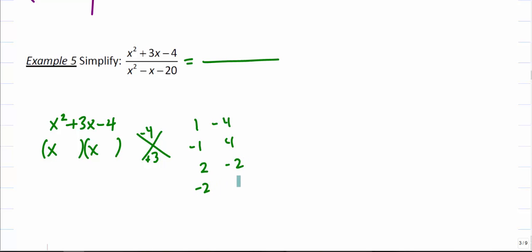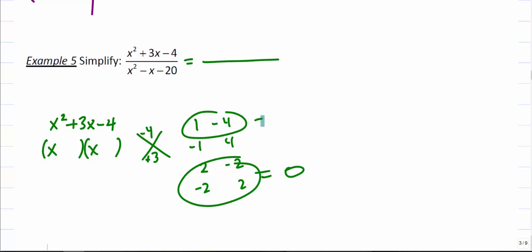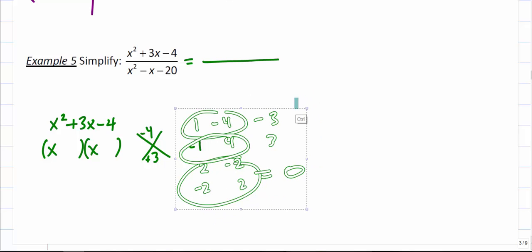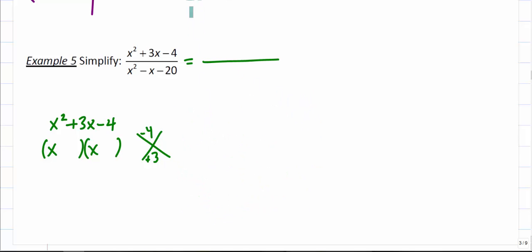Or that's the same thing. So these add up to 0. This adds up to -3, but this one adds up to +3. So after quickly going through all my options, I get -1 and +4. So I can break this apart into x minus 1 times x plus 4.